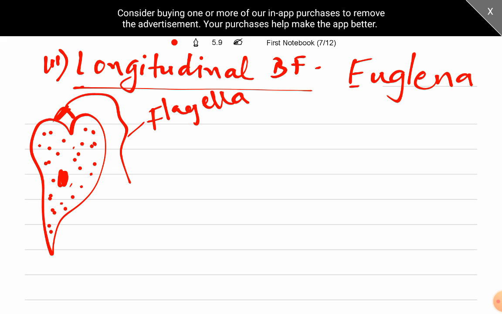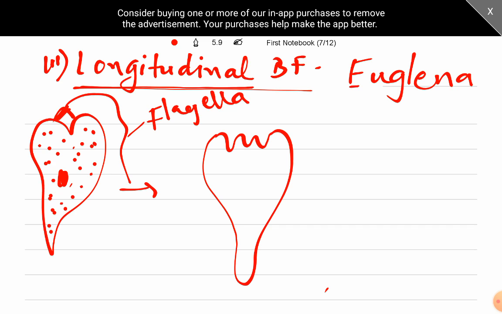The name longitudinal binary fission is taking place here. So in the next step you may observe that the notch formation begins here, and nuclear division also slowly develops.